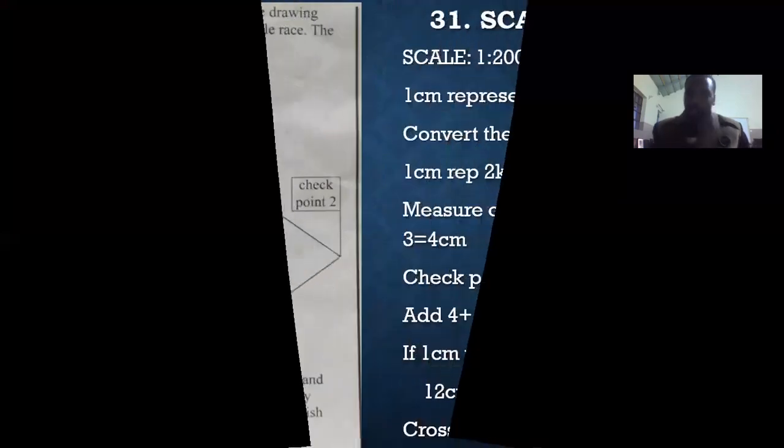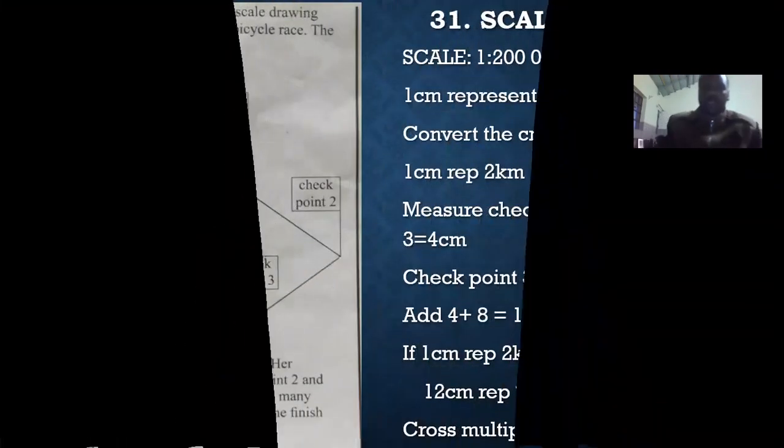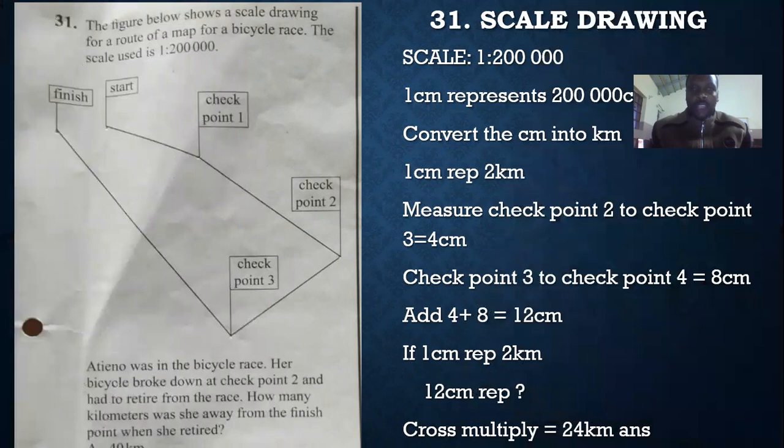And today I want us specifically to look at the KCPE 2013 from question number 31. Sample KCPE 2013, number 31. Beginning with number 31, we are given a question on scale drawing, where we are told the figure below shows a scale drawing for a route map for a bicycle race. The scale used is 1:200,000.